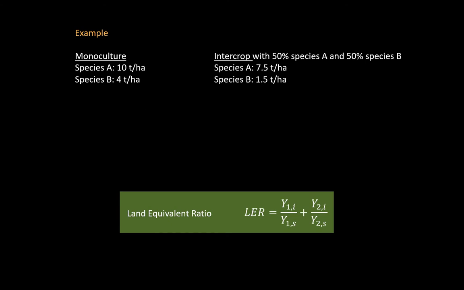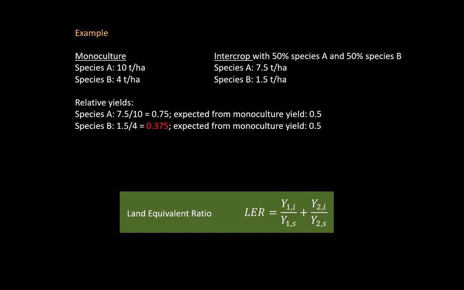And here's another example. In this case, species A and B do the same in the monoculture in terms of their yield. But now in the intercrop, species A is giving 7.5 tons per hectare, and species B is only giving 1.5 tons per hectare. And this, of course, has repercussions for the relative yields. So the relative yield for species A in this case is 0.75, whereas 0.5 is expected based on the land use proportion. But for species B, the relative yield is below 0.5. It's actually doing worse in the intercrop, with a value of 0.375.